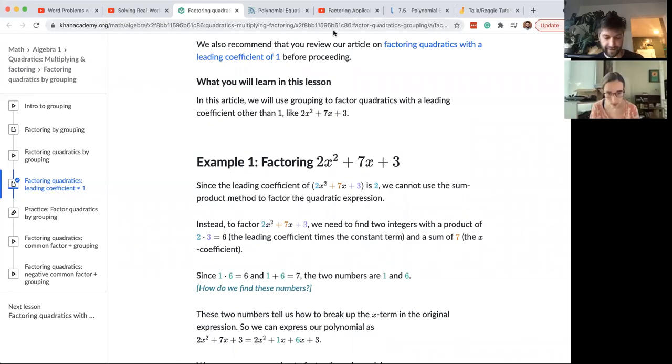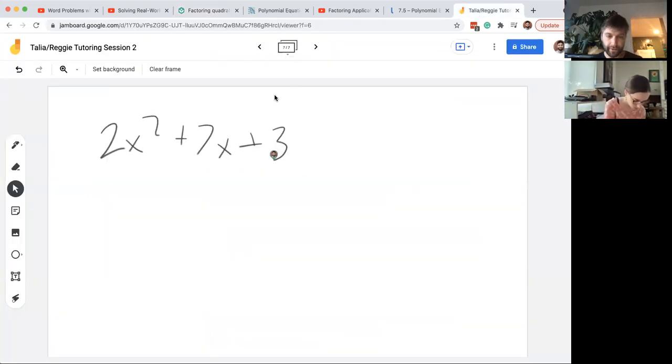All right, this is how to factor by grouping when a does not equal 1. So we're going to start here with 2x squared plus 7x plus 3. Okay, and we're going to cut right over here to my bad handwriting. 2x squared plus 7x plus 3.